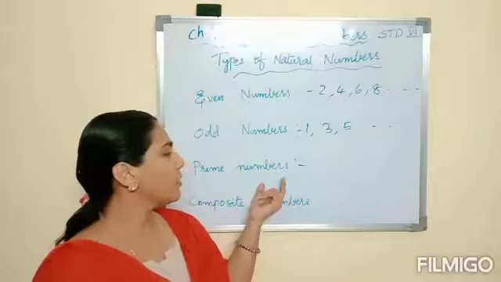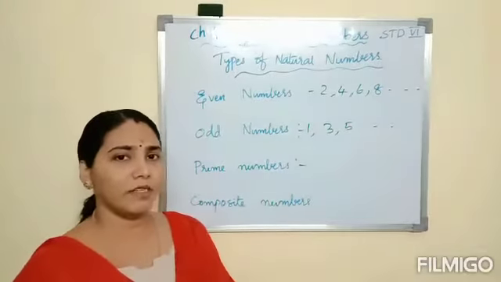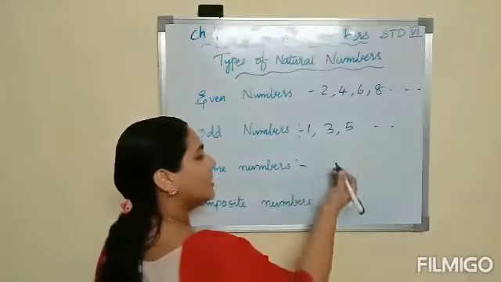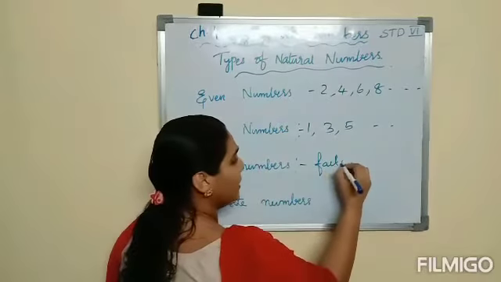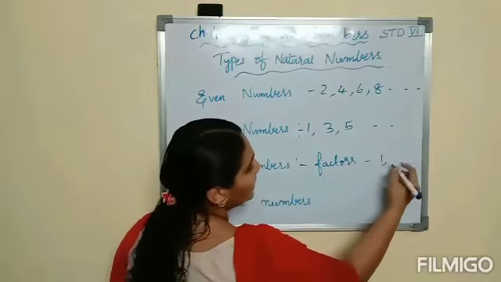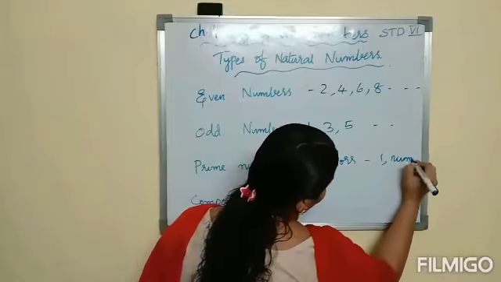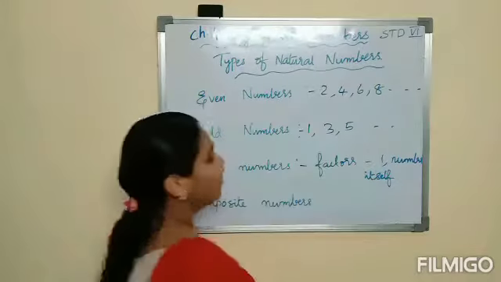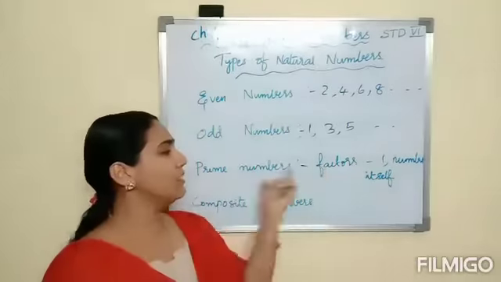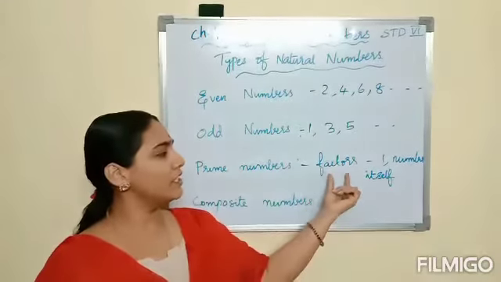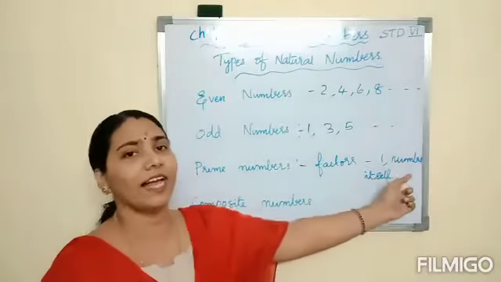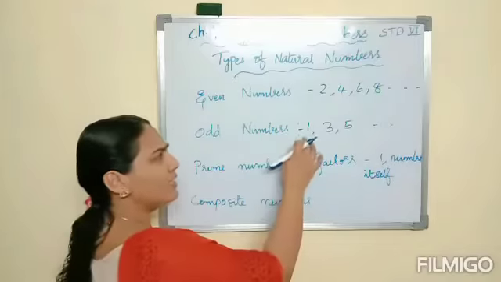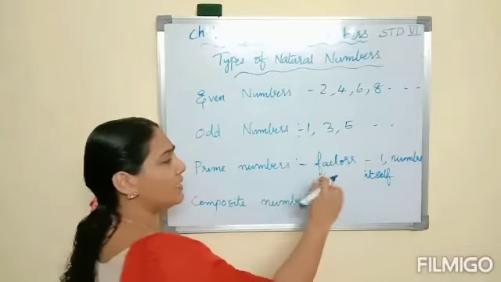Then next one, prime number. What is a prime number? If we are factorizing a number, then we will get 1 and that number itself. That means the factors of a prime number will be 1 and the number itself. That means a prime number is a number which has factors only 1 and that number itself. Can you say any examples? So 1 is neither prime nor composite. You already studied that.